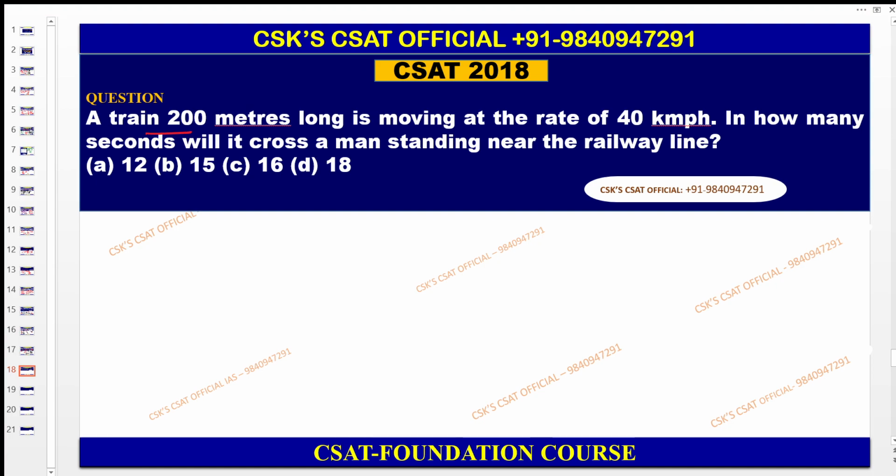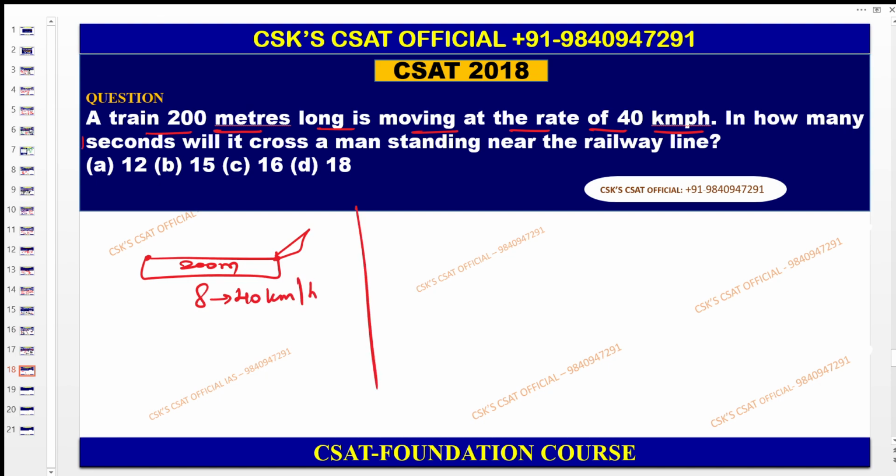A train 200 meters long is moving at the rate of 40 kilometers per hour. So listen very carefully. The train length has been provided here as 200 meters. Its speed is also given as 40 kilometers per hour. In how many seconds? Please remember, you need to find the answer in seconds. How many seconds will it take to cross the man standing near it? Therefore, it's a stationary point. The man standing means stationary, not moving.